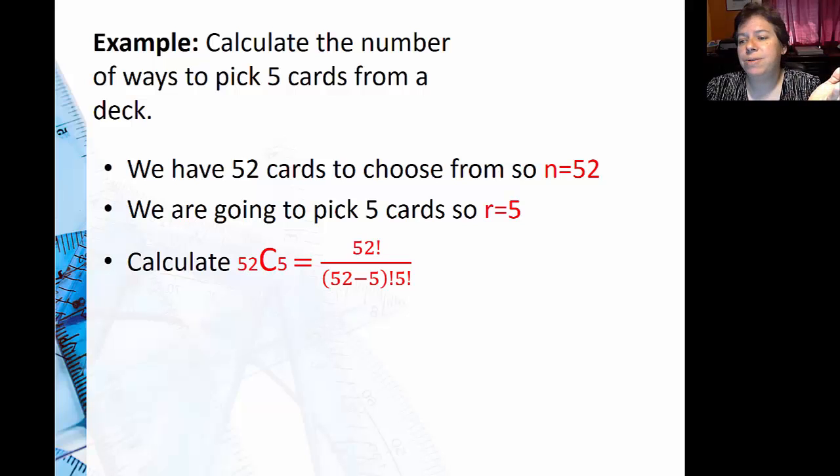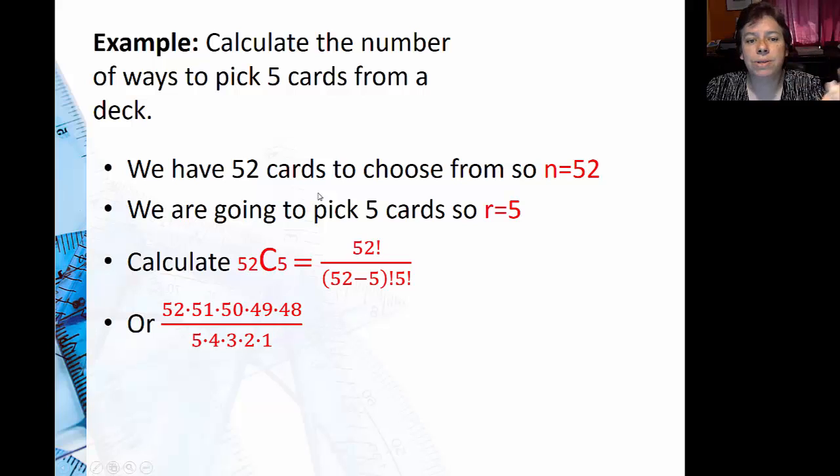Now, if I was really trying to figure this out and not use the calculator formula, I would just say, oh, it's 52 times 51 times 50 times 49 times 48, all over 5 times 4 times 3 times 2 times 1, or 2,598,960 ways to pull 5 cards from a deck. I bet you didn't realize there were so many.